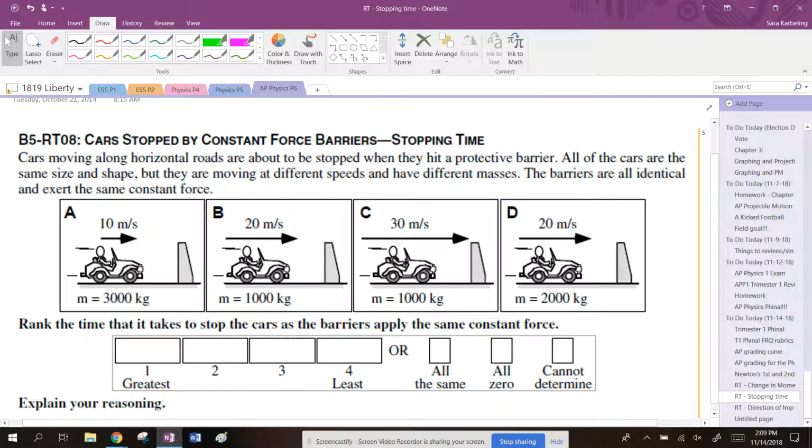Cars moving along horizontal roads are about to be stopped by a protective barrier. That's fun. All the cars are the same size and shape, but they are moving at different speeds and have different masses. The barriers are all identical and exert the same constant force. Rank the time it takes to stop the cars as the barriers apply the same constant force. How are you going to approach this question? You want to talk to your table mates real quick? Yeah. Sure, do it.